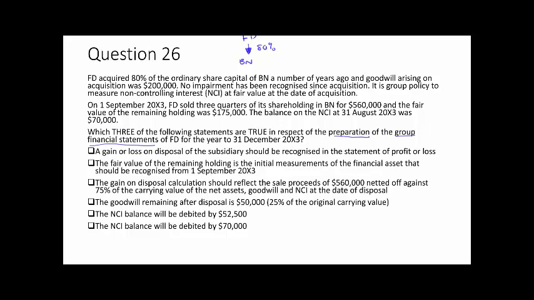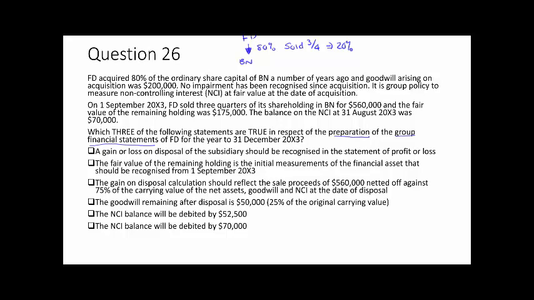However, on the 1st of September 20X3, FD sold 3/4 of those shares. This means that all they're left with is a 20% shareholding in BN. And at 20%, at best, all they have is significant influence over the other company, meaning that we would now equity account for this as an associate rather than consolidating it as a subsidiary.